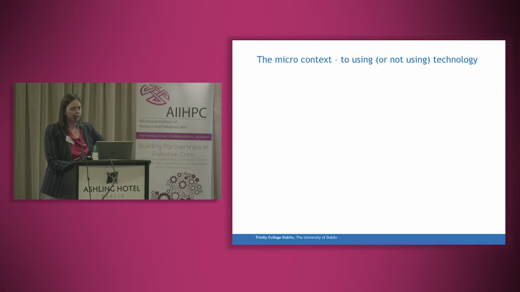And before I finish, I just want to come back to the micro context, because you'll see here I talk about using or not using technology. Obviously we're here today because we all realize the role and the potential for technology in improving people's quality of life in palliative care. But it doesn't mean that everybody uses technology or wants to use technology. It's not as simple as that, particularly for people who live with conditions that are advancing and progressive in nature, because there are complex adaptive processes happening regardless of all the macro stuff that I just spoke about.